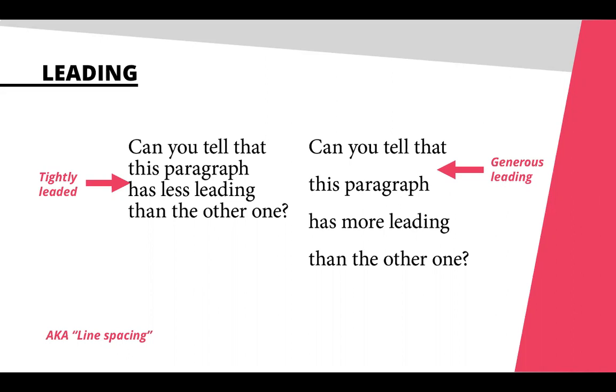So in Microsoft Word and in PowerPoint, this is called line spacing. You can see on the left, we've got something that's tightly leaded, and on the right, we've got something that's, you could say, generously leaded, or it's got generous leading. It's called leading because when we were doing this in letterpress, people would get lengths of lead and put them in between the lines of text.